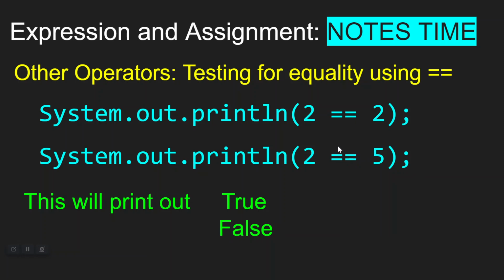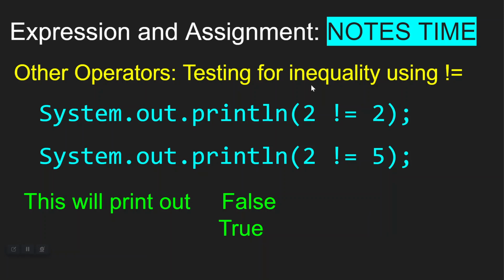So two equal signs is basically what we use when we're trying to compare two values to see whether or not they equal one another. We can also test for inequality using an exclamation point and then the equal sign.